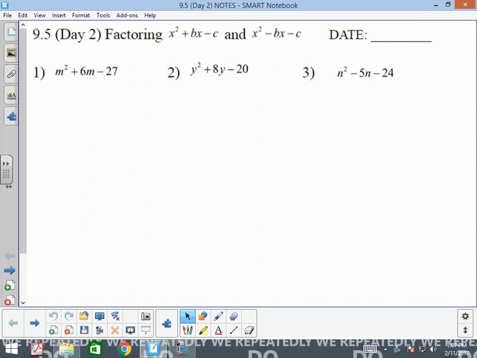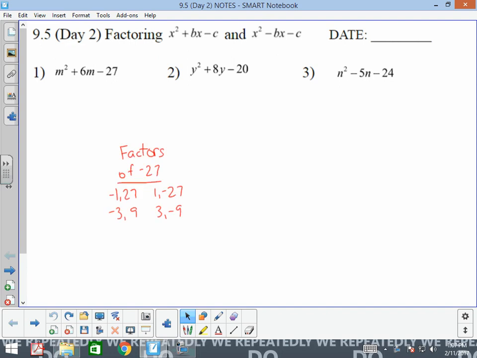In 9.5 day 1 video, we looked at factoring a trinomial where the last term was positive. In this video, we're going to be looking at factoring a trinomial where the last term is negative. So we need to figure out what the factors of negative 27 are.